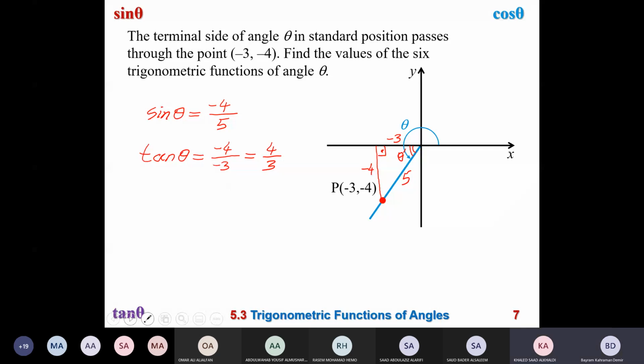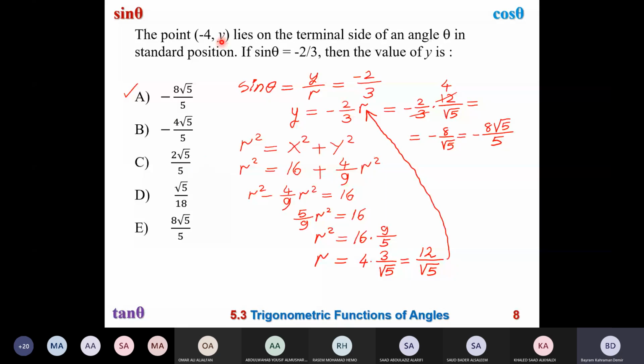Yes. So here is one of the previous exam questions, Shabab. We give you a point on the terminal side. So we know the x value, but we don't know the y value. So this is the question. All right, x is negative 4, so we are supposed to find the value of y. But we are helping you, Shabab. We tell you sine of theta is negative 2 over 3. That means you need to use this help. All right, we are giving this one so that you use it, Shabab.